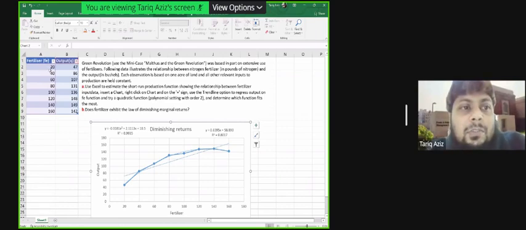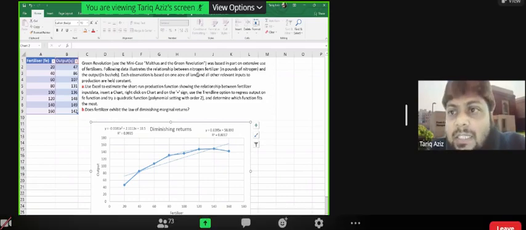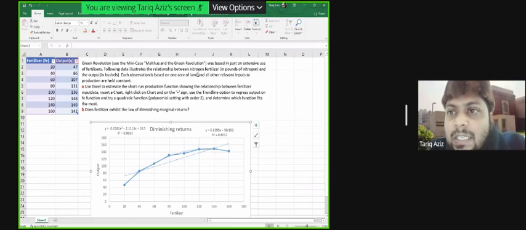So the data is here in the first column. It indicates the amount of fertilizer that is being used, and the output in bushels, whatever it may be: wheat, rice, or pulses. Each observation is based on 1 acre of land. So land is fixed, but we are increasing one input, that is fertilizer. Initially the output will increase, and after some time the output will become constant, and then after some point the total output will start decreasing.